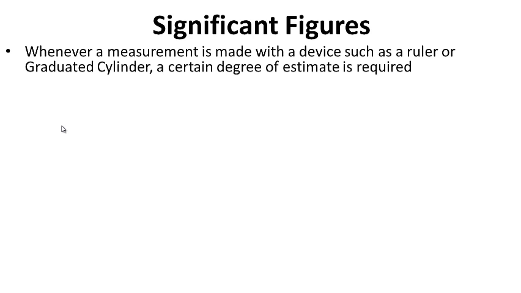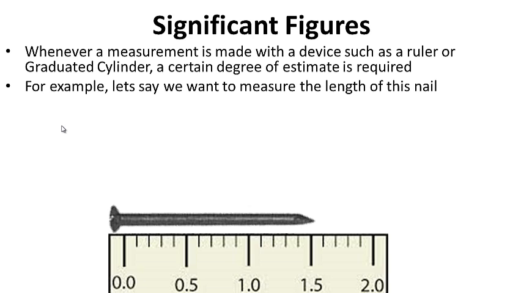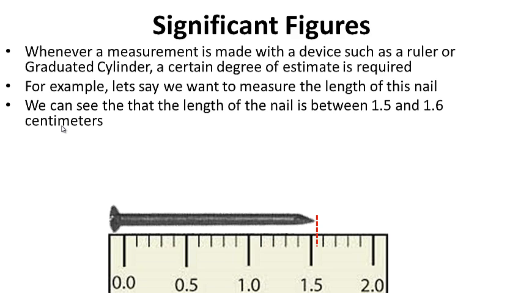All right, significant figures. Whenever you make a measurement with a device such as a ruler or a graduated cylinder, a certain degree of estimate is required, or at least should be required. For example, let's say you want to measure the length of this nail. We can see that the length of the nail is between 1.5 and 1.6 centimeters.